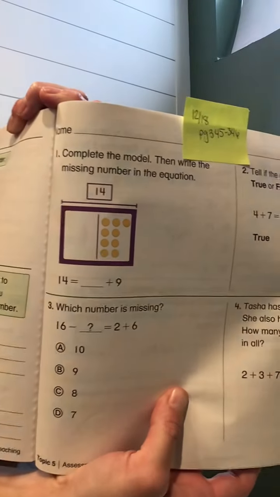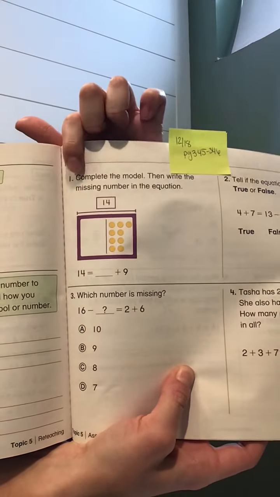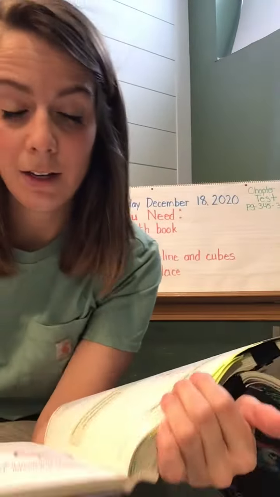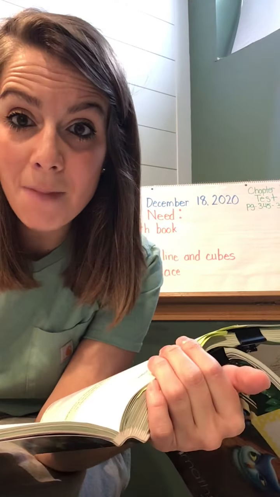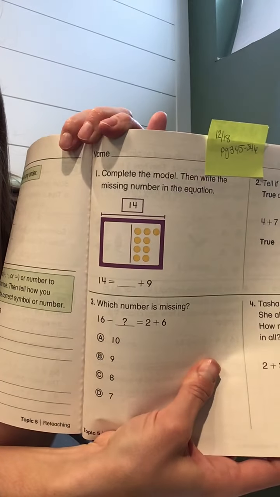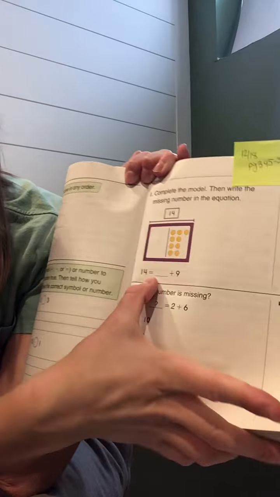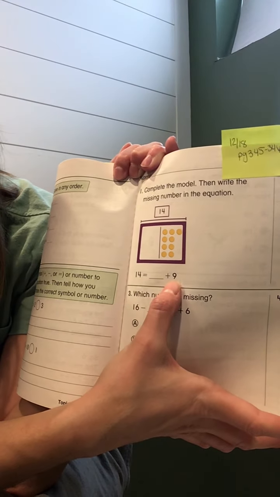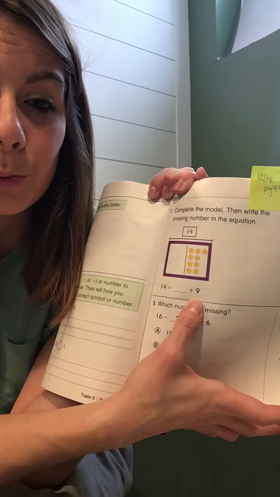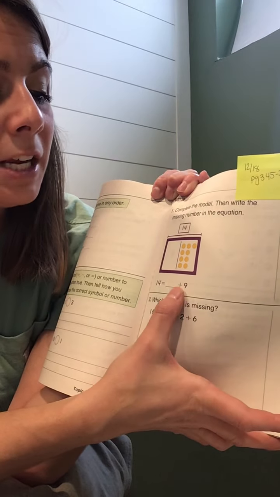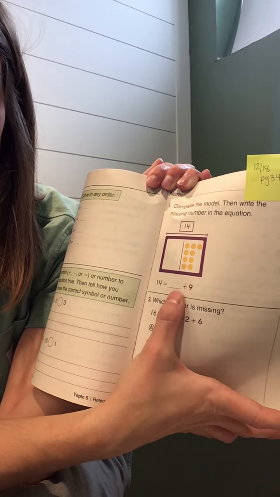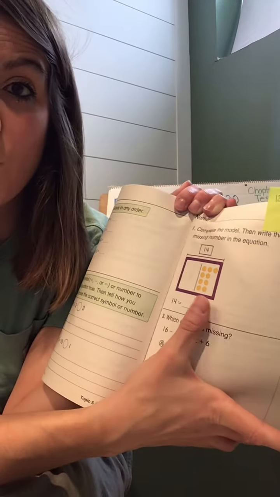Okay, I'm going to read number 1 to you. Do you see number 1? It has this part whole mat. Number 1 says, complete the model, then write the missing number in the equation. 14 equals what plus 9? Now, boys and girls, another way you could think about this would be to say 9 plus what equals 14? So find that missing number. You can use this part whole model to help you.